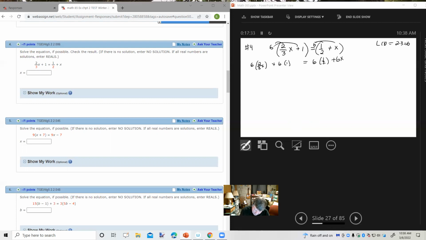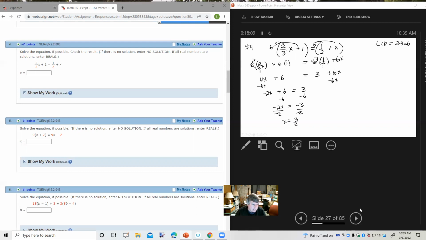Going across and simplifying each expression, 6/3 is 2/1, 2 times 2x is 4x, plus 6 times 1 is 6. 6 times 1/2 reduces to 3, and then plus 6x. I'll subtract 6x from both sides of the equation, giving me negative 2x plus 6 equals 3. I'll subtract 6 from both sides of the equation. Negative 2x equals negative 3. Divide both sides by negative 2, and x equals 3/2.